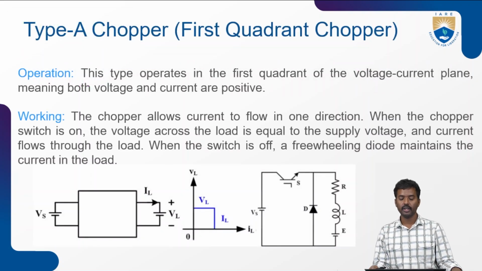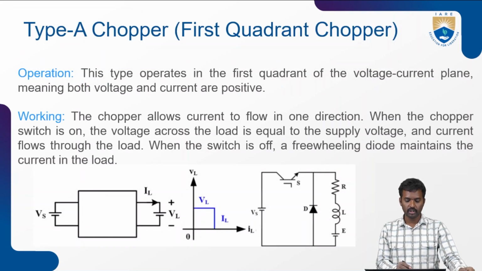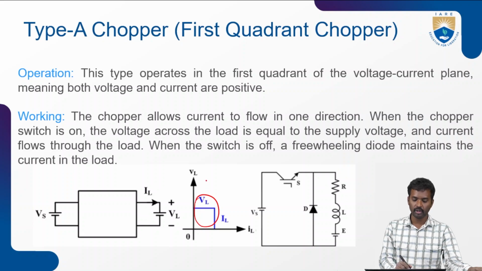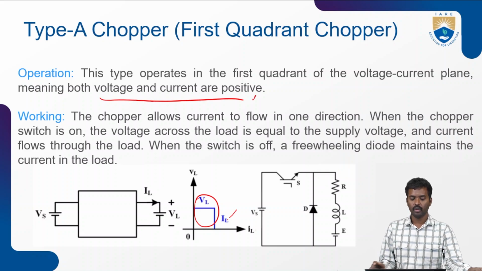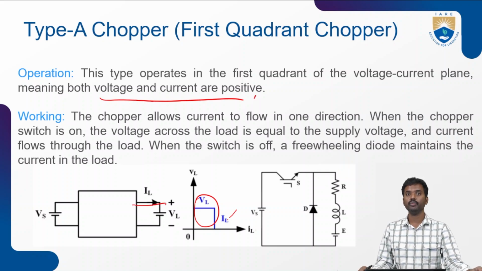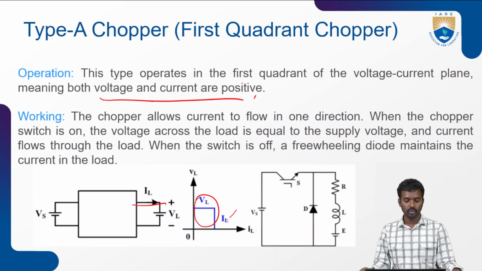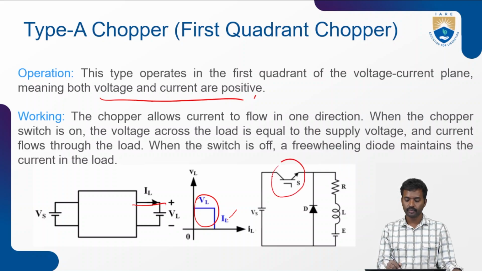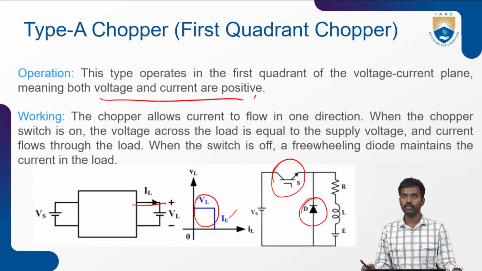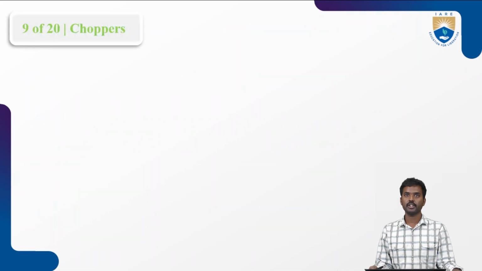In the class A chopper, it works in the first quadrant. The voltage is positive and the current is also positive. Both are positive, and current flows from source to load. This is the output voltage, and this is the circuit diagram for the first quadrant chopper, that means the class A chopper.